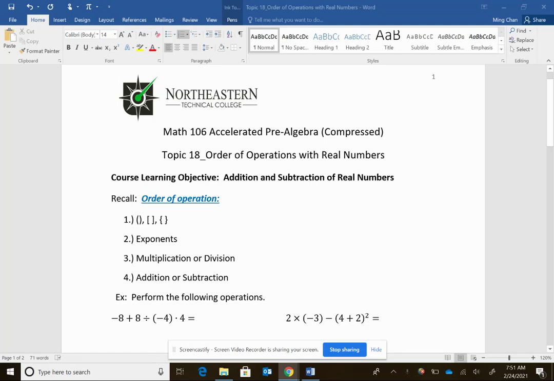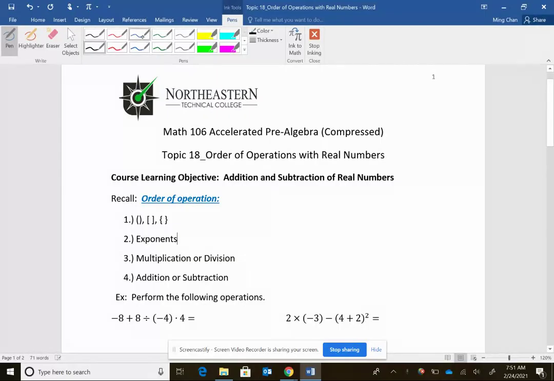Hey everyone, welcome to topic number 18, order of operations with real numbers. So we're going to do order of operations again, and this time involving all the real numbers, like integers, fractions, and such. So we are going to follow order of operations still. However, we're going to do it in terms of looking at these problems as different terms.